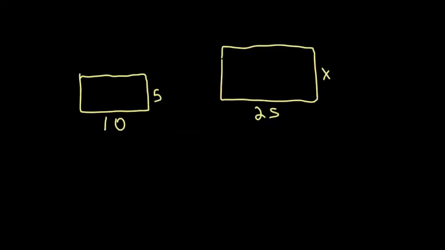Alright, and if you're told that these two rectangles are similar, and you have to find a missing side, you do it just like we do when we check if they're proportional or not, or similar or not. And that's set up a proportion. So I'm going to set this up. I'll do similar sides. So I'm going to say 5 to x equals 10 to 25.